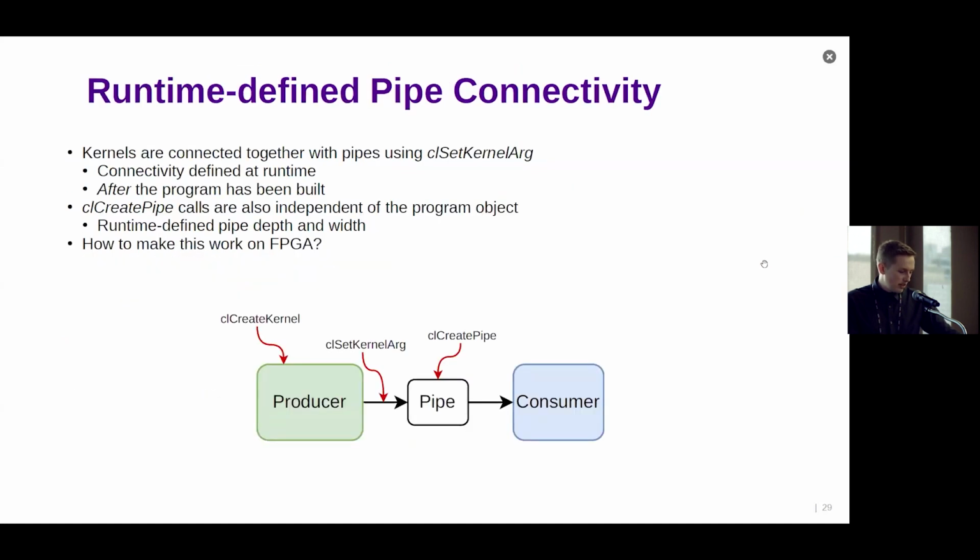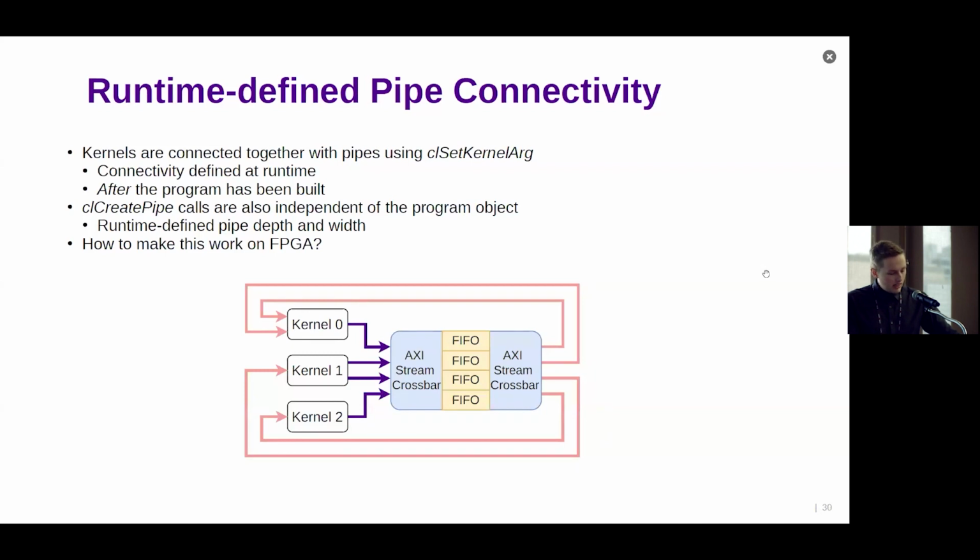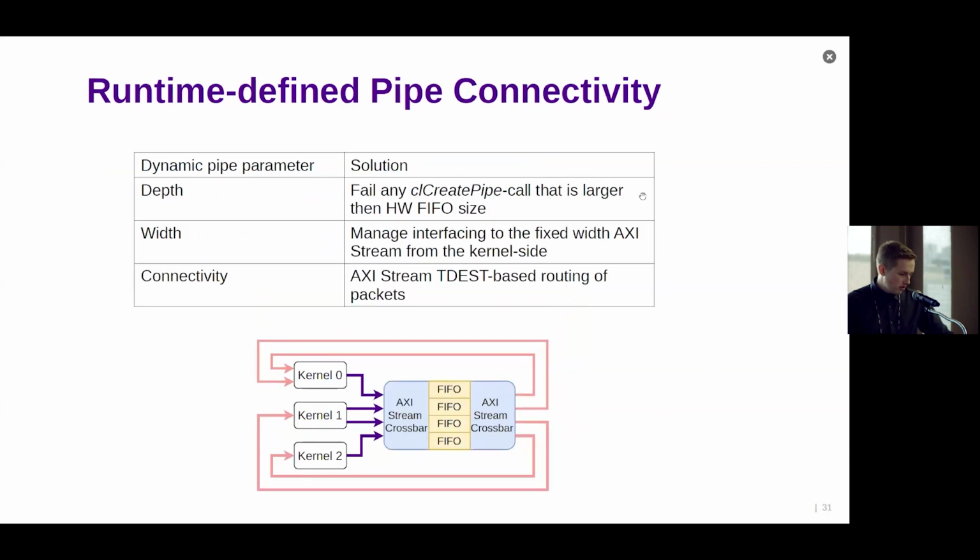And so the way we thought of implementing this is to have a directable crossbar that is synthesized on the hardware side. When you have the kernels on the chip, all of these interfaces can still be the efficient streaming interfaces. It is very simple to implement, and you just reroute the signals dynamically based on how the user has connected them together using the set kernel arg API. So by this we were able to solve this dynamic connectivity problem.